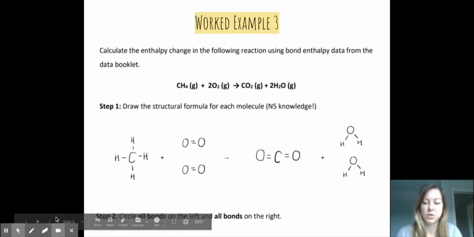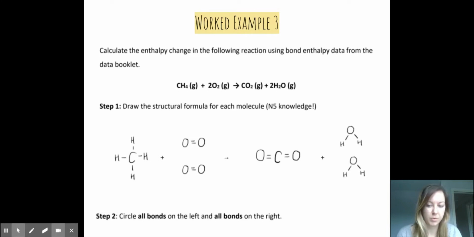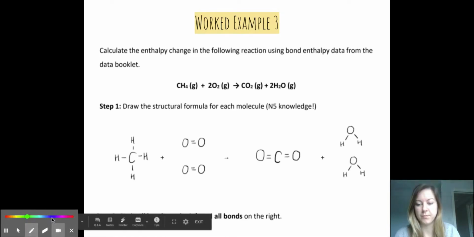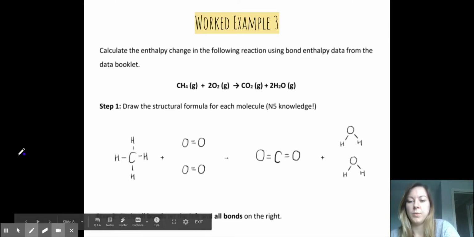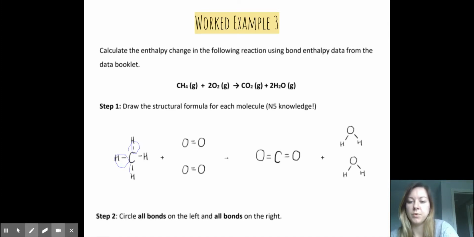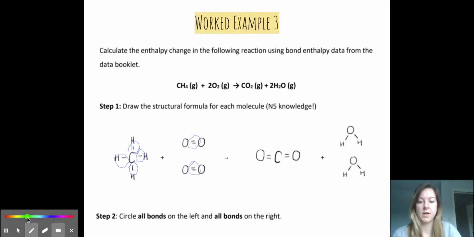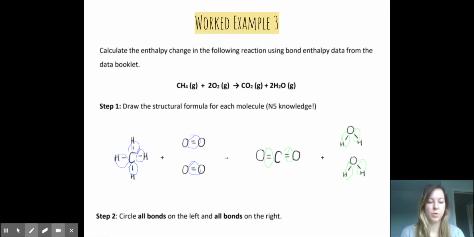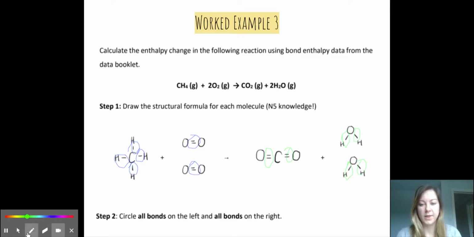Again, what we're going to do is circle all of the bonds on the left and all of the bonds on the right so that we can keep track of them. So we have 4 carbon to hydrogen bonds on our methane. We have 2 double bonds between our oxygens. And then on the right hand side, we have 2 carbon to oxygen double bonds and 4 oxygen to hydrogen bonds on our 2 water molecules. So now we've got a wee list of all of the different bonds. Remember, left is positive, bond breaking, right is negative, bond making.